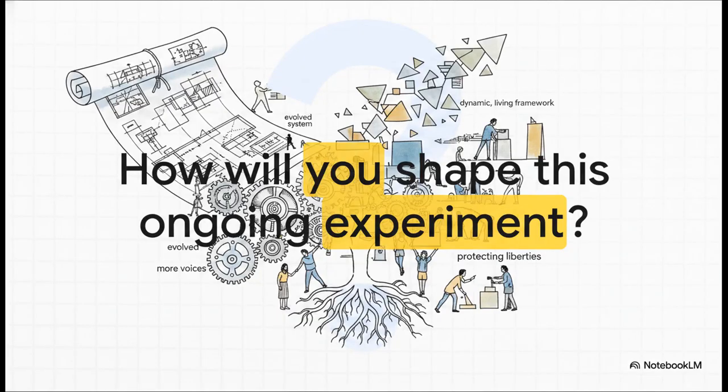Which leaves us with one final thought for this explainer. The blueprint is built. The safety valves are in place. The system has evolved over centuries to include more voices and protect more liberties than ever before. But it is not a finished product. It's a dynamic, living framework. So the ultimate question is, how will you participate in shaping this ongoing experiment?